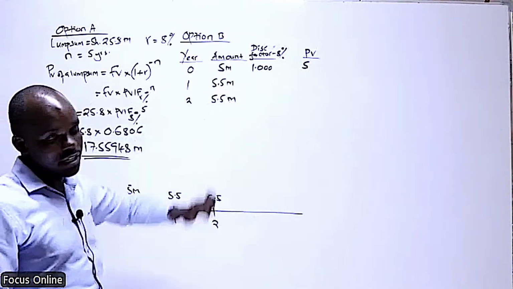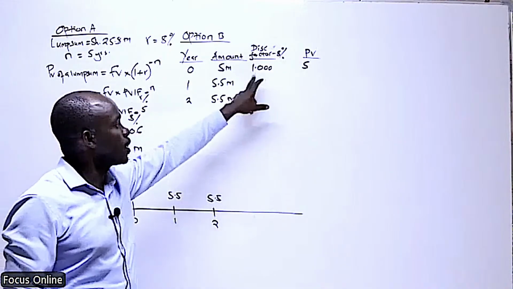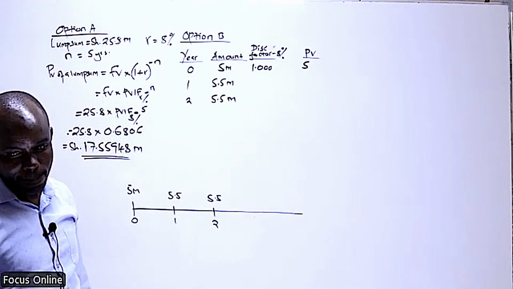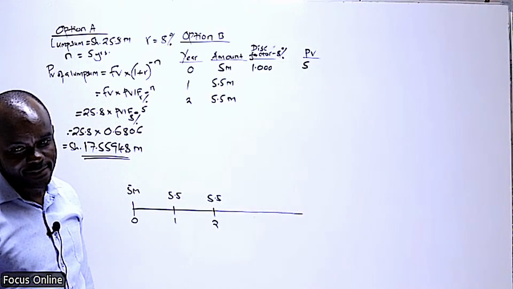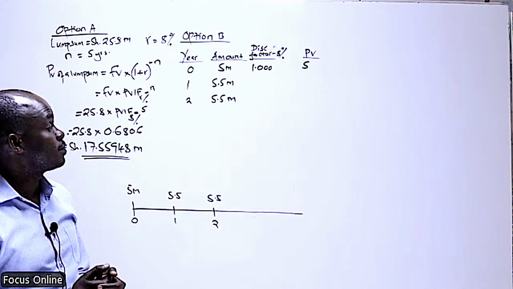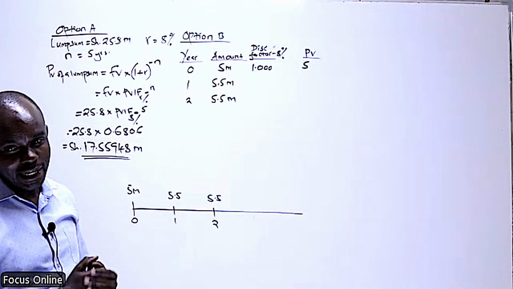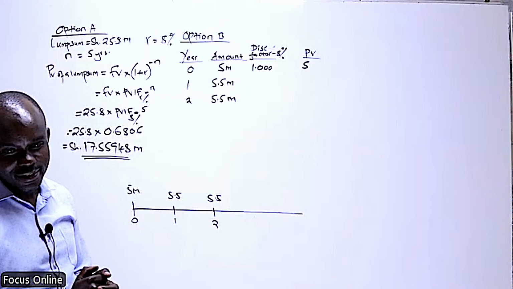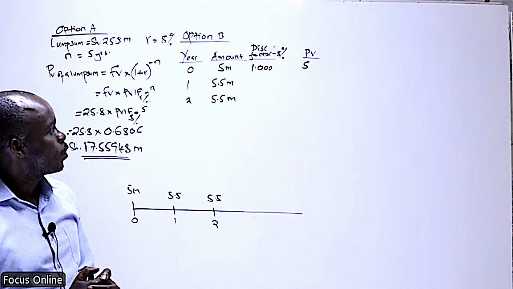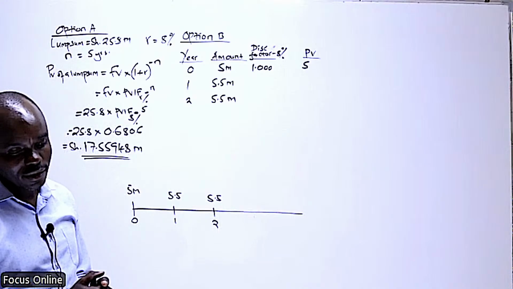But let's start with this. Use the upper table to get these figures here. Don't take too long to read these factors from the tables. I want you to read for yourselves so that you can make mistakes and we correct those mistakes. So what is 8% at period 1?